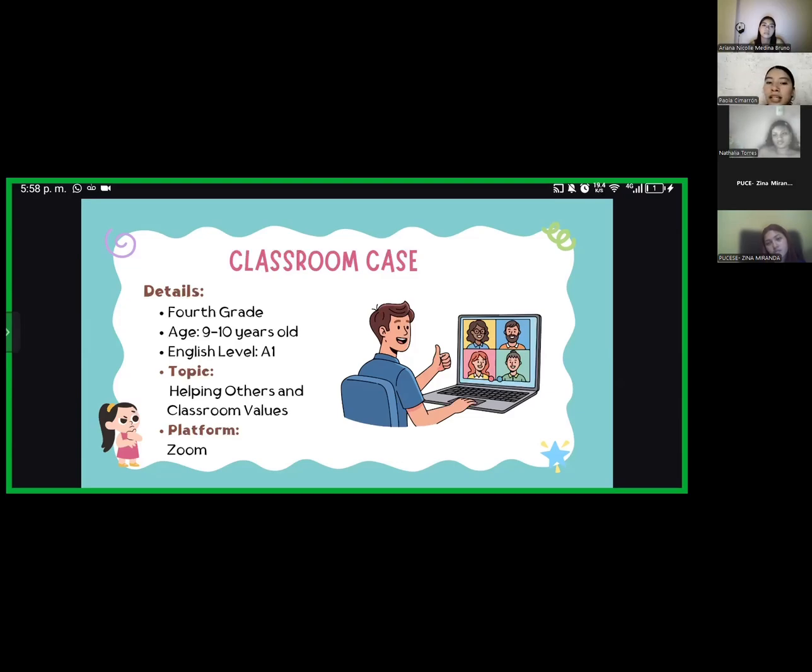The group patiently repeats the pronunciation together and encourages the classmate by saying, "Great job, you can do it, no worry, we'll help you." So the teacher noticed that students naturally support one another without expecting rewards or prizes. So now my partner will explain why this classroom situation represents characterizing.